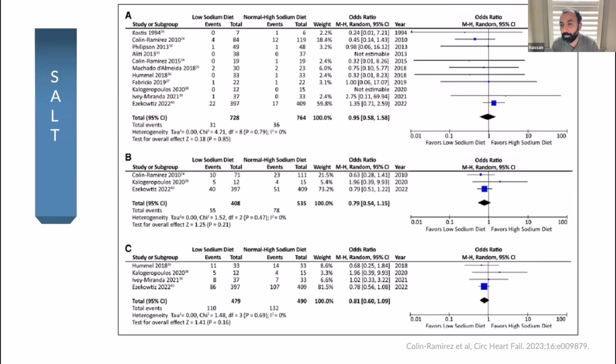Remember that we copied, or they copied, the salt restriction from studies on hypertension.